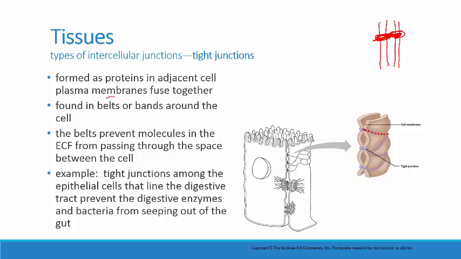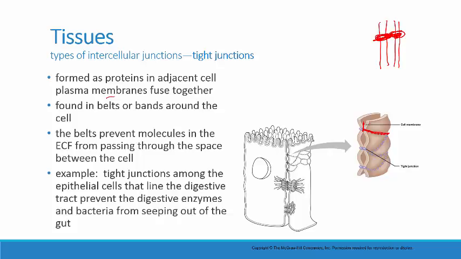They hold the membrane together so tightly here that water molecules and other molecules cannot pass between the cell membrane at this point. It blocks any molecule from passing between the cell membranes, and it creates this waterproof seal between the two cells. So one example of a location where we have tight junctions like this is between the cells of the epithelium that lines the digestive tract.